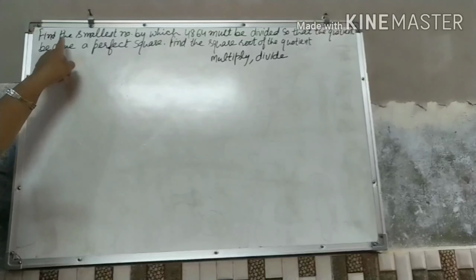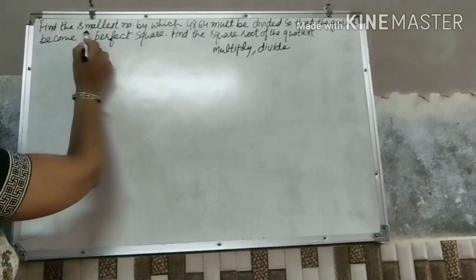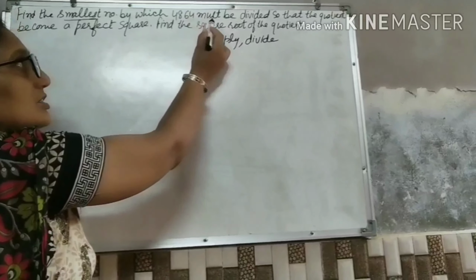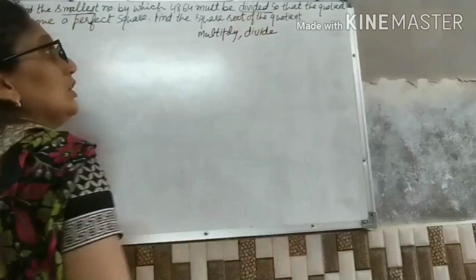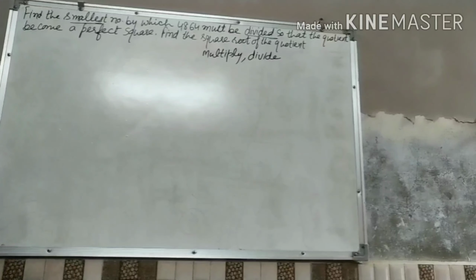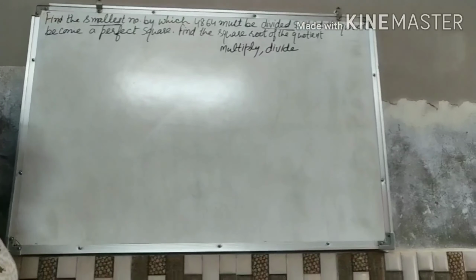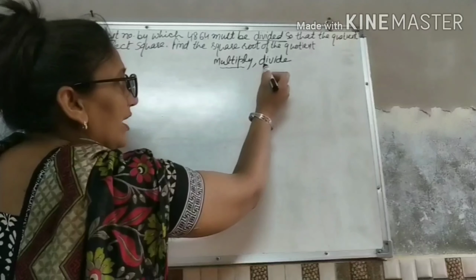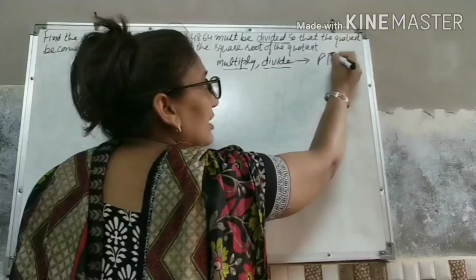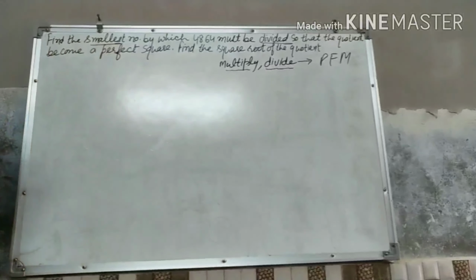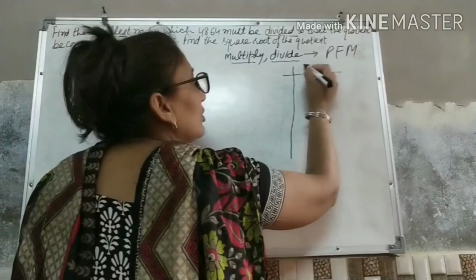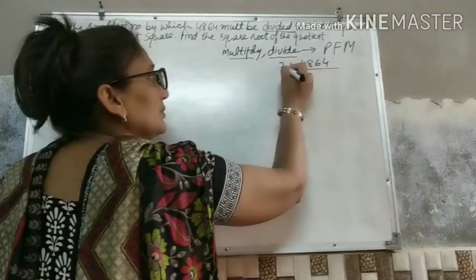Okay students. In this question they are saying find the smallest number by which 4864 must be divided. So in this question they are asking with which smallest number we will divide it. If they have given you multiply or divide, then you will follow the prime factorization method. So first of all we will find the prime factors of this number.